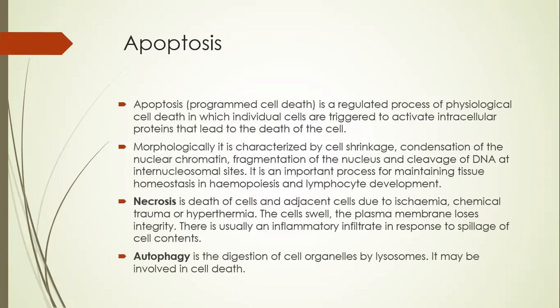As I have told you before, apoptosis is suppressed during the maturation of the cells, while they are getting mature. But apoptosis is a program-regulated process of physiological cell death in which individual cells are triggered to activate intracellular proteins that lead to the death of the cells. Morphologically, it is characterized by cell shrinkage, and after that the nuclear chromatin material will be condensed and fragmented, and the cleavage of the DNA will start. It is an important process for maintaining tissue homeostasis and lymphocyte development.